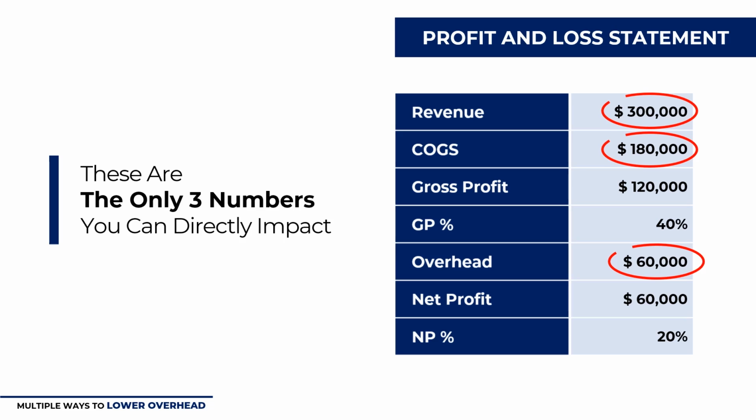You find gross profit by subtracting COGS from revenue, and then dividing that number by the revenue gives you the gross profit percent. When you subtract your overhead from your gross profit, you find your net profit, which you then divide by revenue to determine your net profit percentage. So the three numbers you can directly impact, and the ones we're going to focus on to help you make dramatic financial gains with zero cost, are revenue, COGS, and overhead.